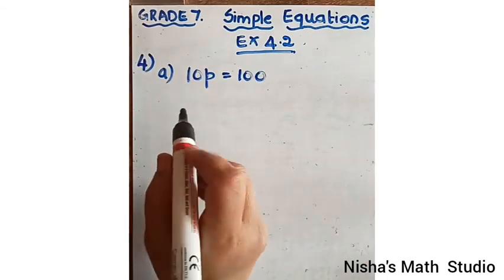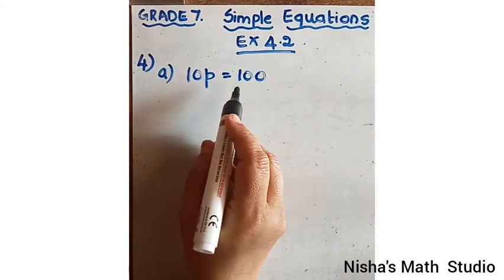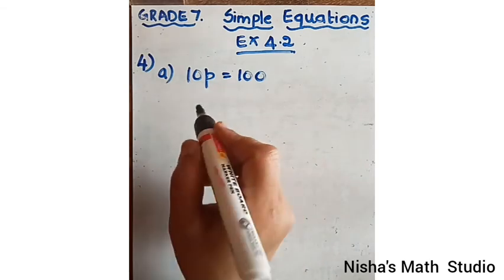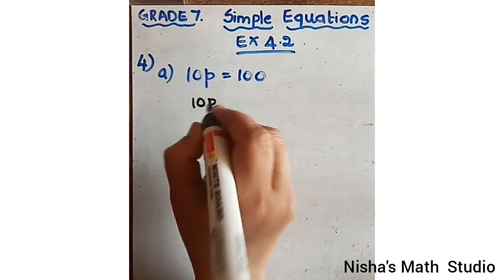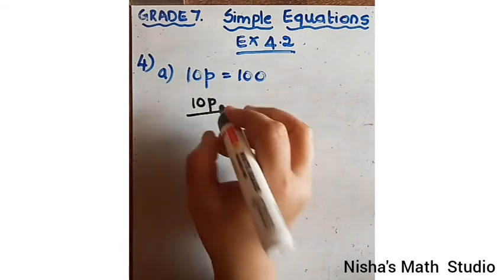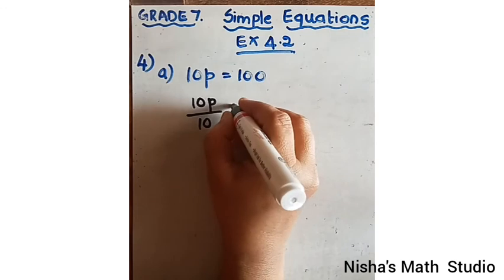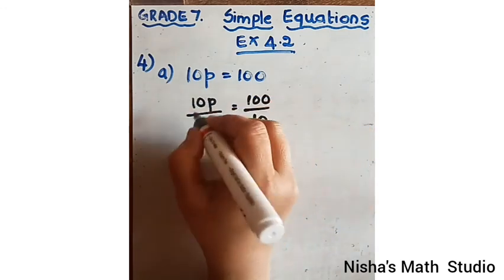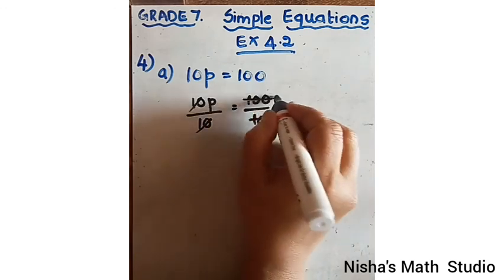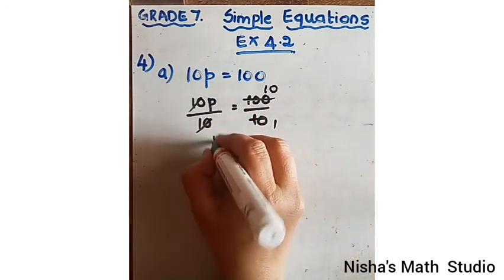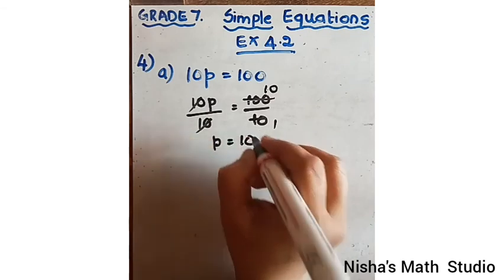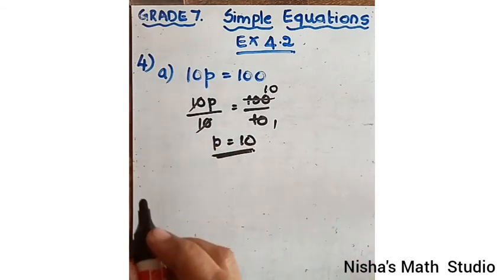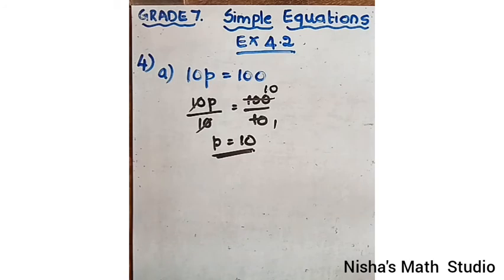Fourth main, 10p is equal to 100. Here also the question says that solve the following equation. You have 10p. In order to get rid of 10, I have to divide with 10. So both the sides should be divided with 10. 10 get cancelled. 10 1s are 10, 10 10s are 100. So value of p is 10. All the 4 main questions, whatever the step you are going to follow to solve it is the same.